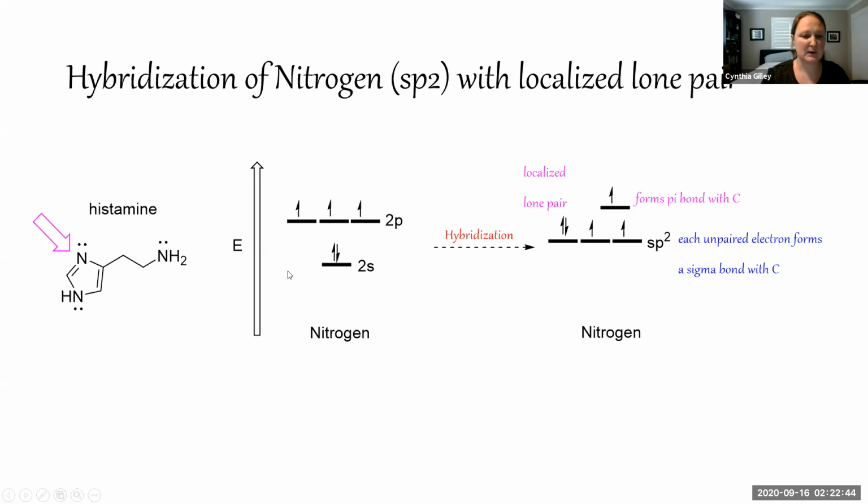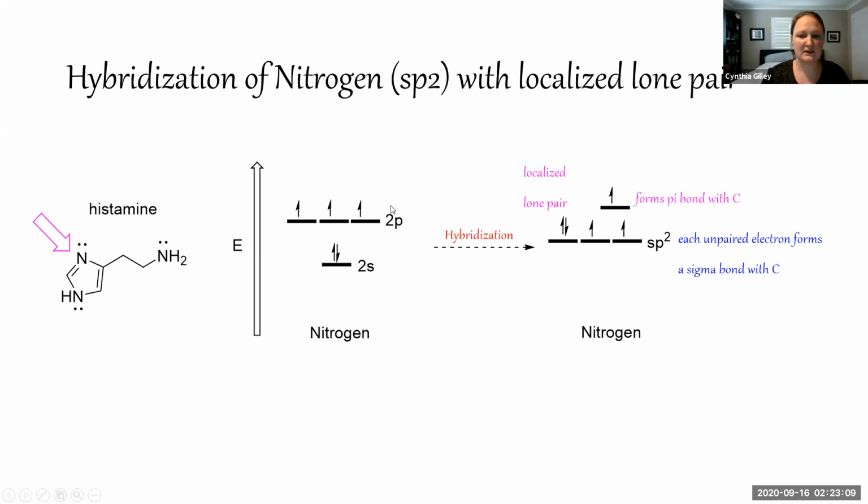To get sp2 hybridization, we hybridize the 2s and 2 of the 2p orbitals, which leaves 1 2p orbital remaining unhybridized. And that's this one here. I'm sorry, I didn't write 2p next to it, but right here it should say 2p. This is just the 1 remaining 2p orbital that is not hybridized when you go to sp2 hybridization.